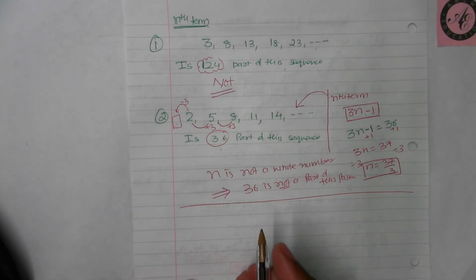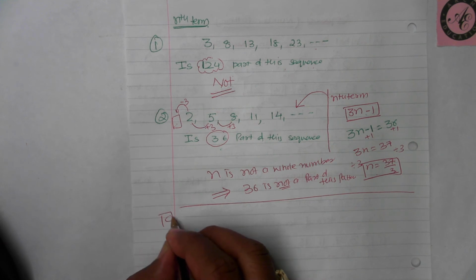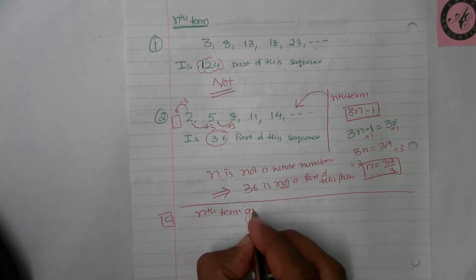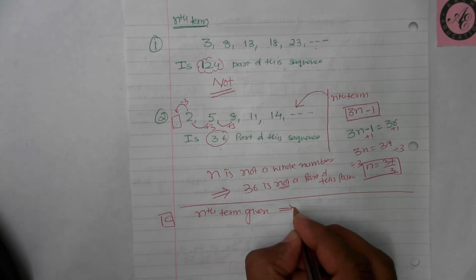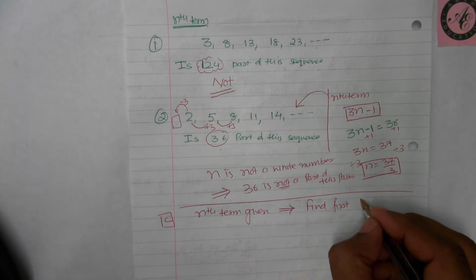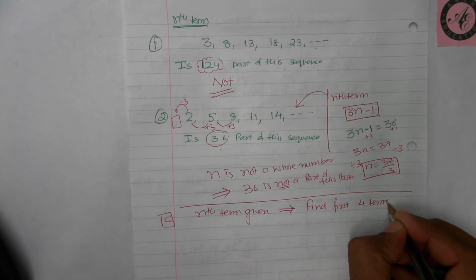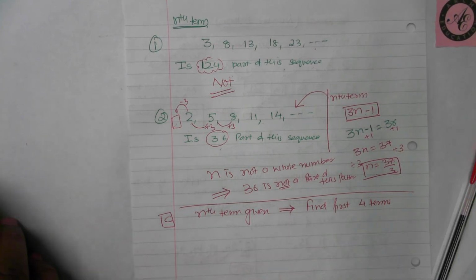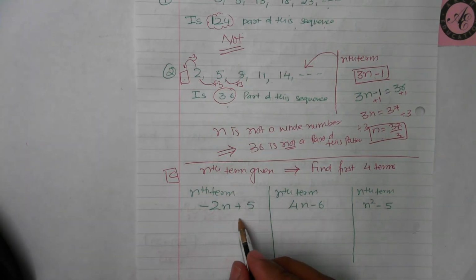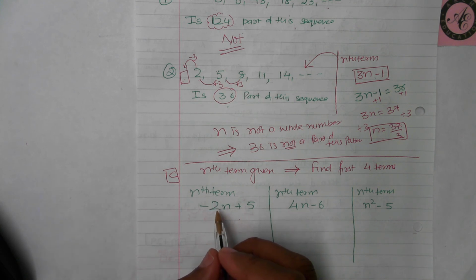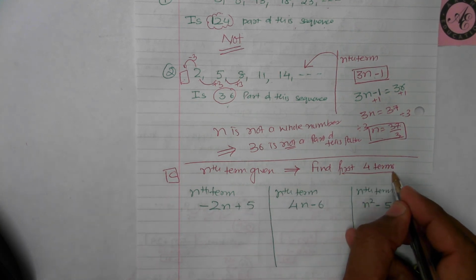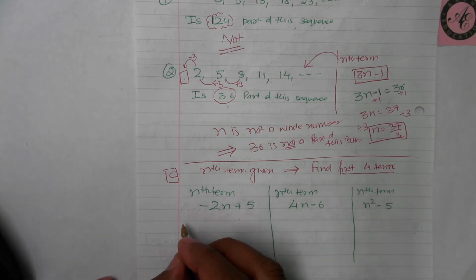Right, guys, the next type of questions you want to do are when they give you the nth term and they ask you to find the first few terms, let's say the first 4 terms of these sequences. Okay, we do some examples of that now. All right, for these types of questions, I've done 3 of them. They've given me 3 different nth terms. I have to find the first 4 terms of these sequences.